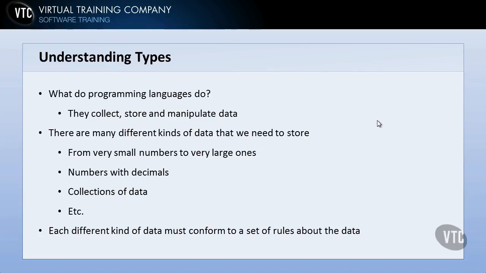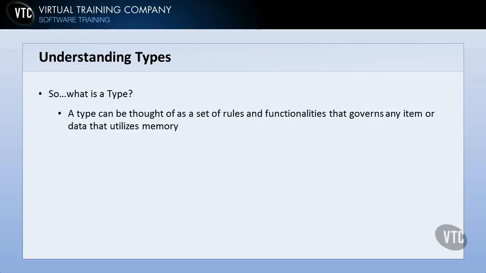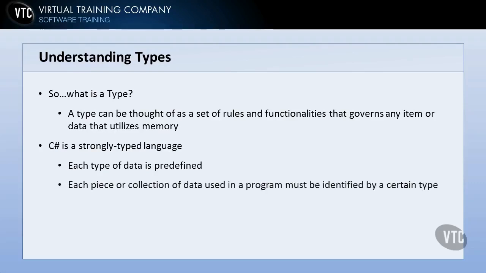Each different, unique, specific kind of data must conform to a set of rules about that data. Now, a type can be thought of as a set of rules and functionalities that governs any item or data that utilizes memory in our C# program. Now, C#, if you read the documentation, will tell you straight up it's a strongly typed language. What that means in English is each type of data that you're going to use in C# has to be predefined, and each piece or collection of data used in the program must be identified by a certain type, and C# is going to really police you here.